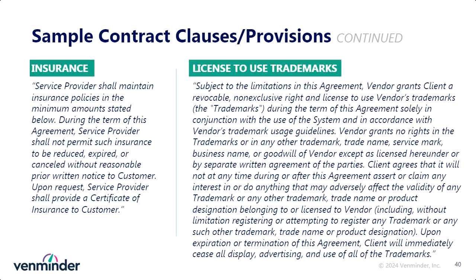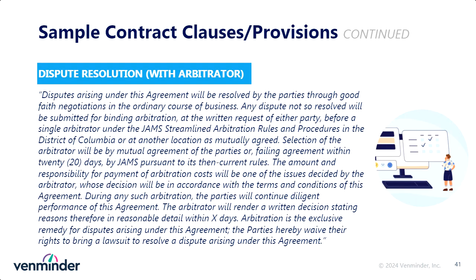And then here's a sample clause on insurance requirements. It's a very generic clause, not speaking to specific levels of insurance, but you probably do want to get to certain levels of insurance requirements with your critical vendors. And then one on licensing to use trademarks, which again is very, very important to have detailed in the contract so that everyone knows what they can do with each other's owned rights. And the last one to include here is dispute resolution with arbitration.